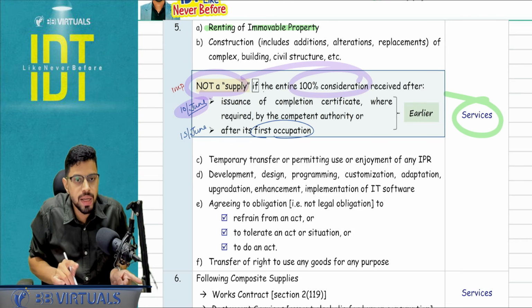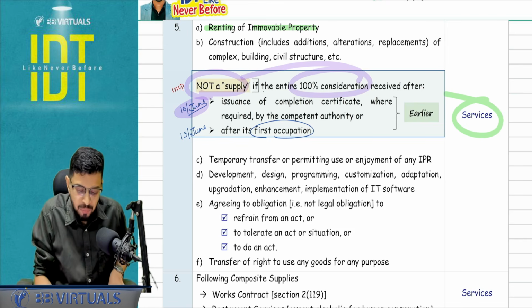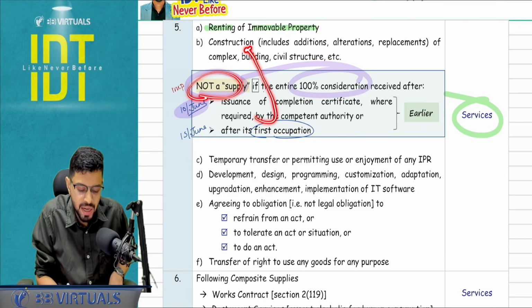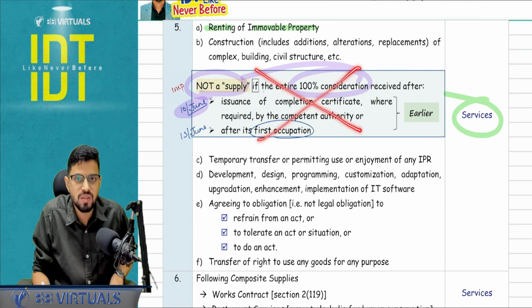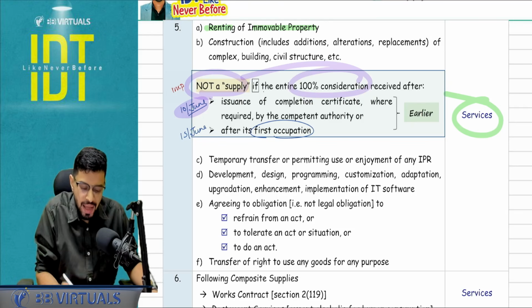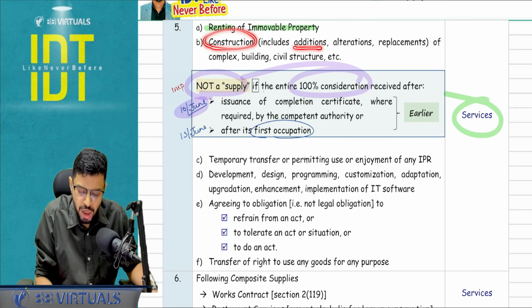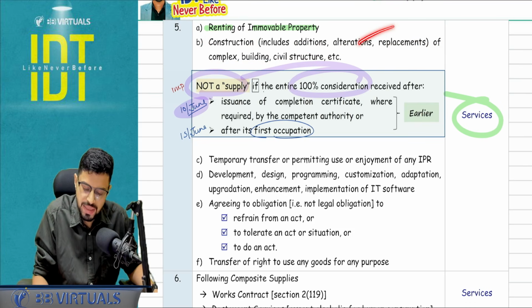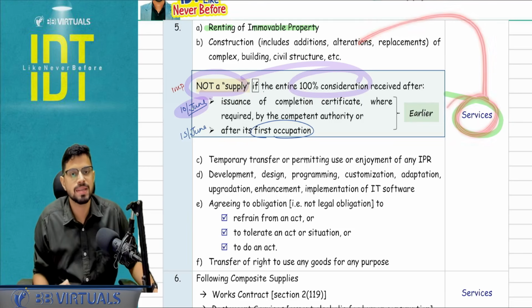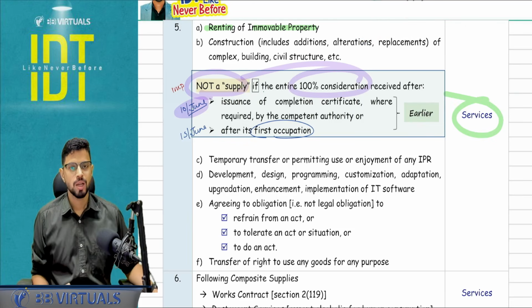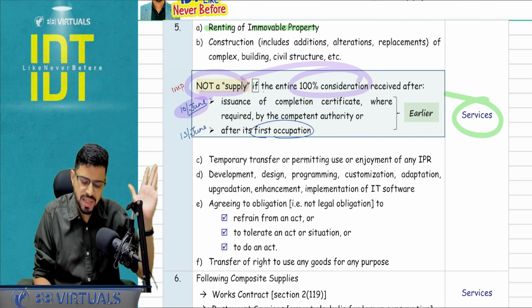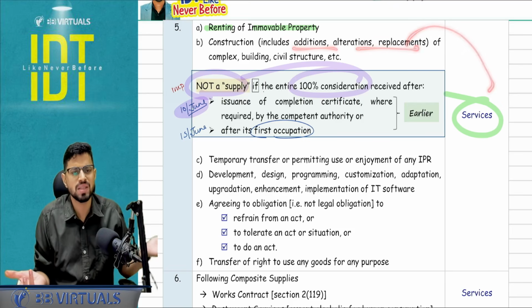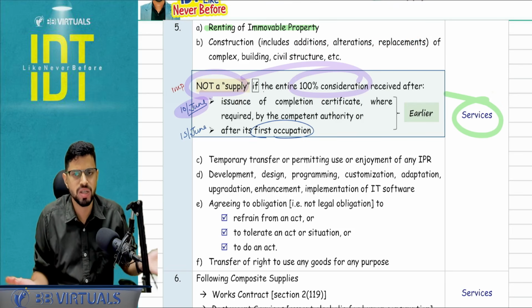Sir, we are studying schedule number 2, no? Yes, but I have picked this from schedule number 3 to link it with the construction. And if this condition is not satisfied, the GST will be applicable, and that construction, be it addition, alteration, replacement of any complex building, civil structure, anything, is considered as a service. So the normal construction, we will analyze it like this, or let's say you just get some renovation done. That is a normal service, that is obvious, no need to state it separately.